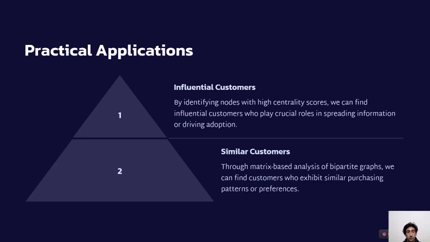Practical applications: influential customers and similar customers. By identifying nodes with high centrality scores, we can find influential customers who play crucial roles in spreading information or driving adoption. Similar customers: so what are similar customers? Through matrix-based analysis of bipartite graphs, we can find customers who exhibit similar purchasing patterns or preferences.